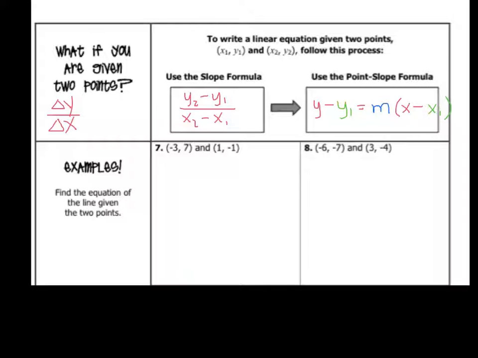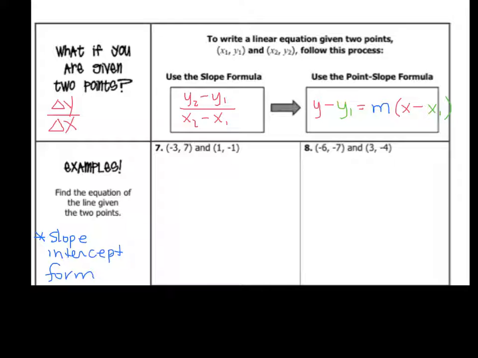This is a multi-step process, so make sure you're organizing your work. Let's look at this example. It says find the equation of the line given the 2 points. After we do that, the last thing we're going to do is rewrite it in slope-intercept form, just to practice solving for y. In the first example, number 7, they've given me 2 points. To write an equation of a line, I need the slope, and I need to use one of these points.